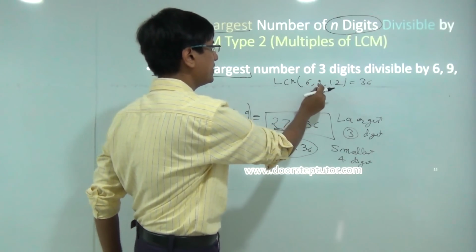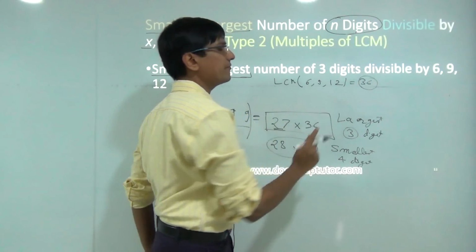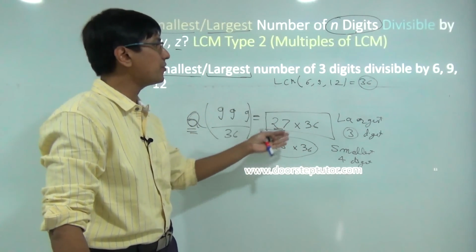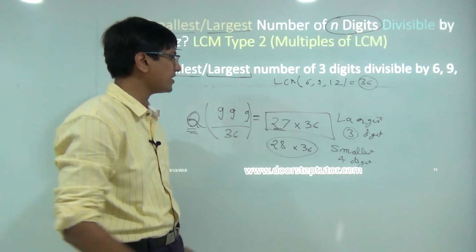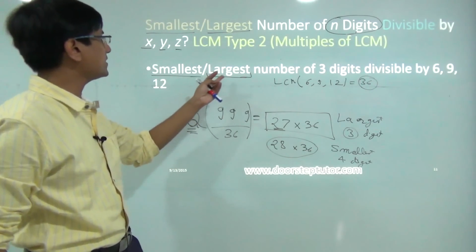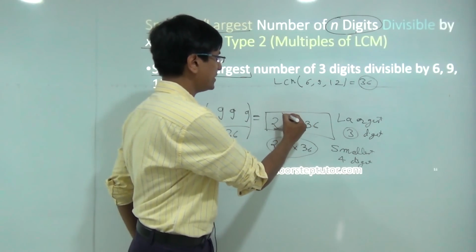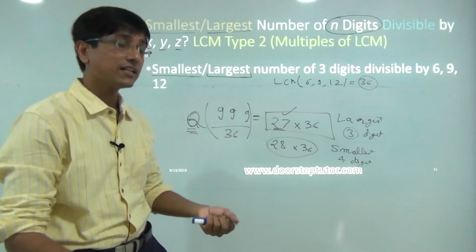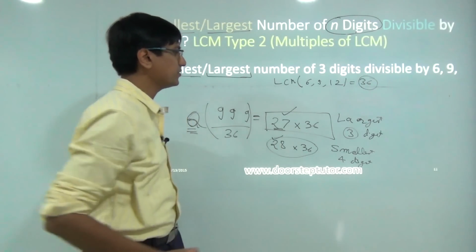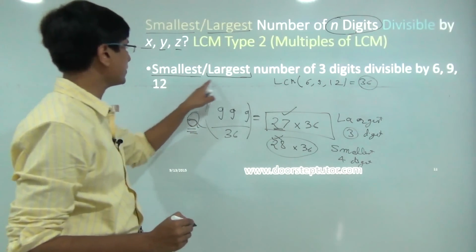A number is completely divisible by 6, 9 and 12 only if it is completely divisible by their LCM, which is 36. So notice that all of these numbers are multiples of 36. All we are trying to find are multiples of 36. In this case my answer for the largest number of 3 digits divisible by 6, 9 and 12 is 27 into 36. If I was asked the smallest number of 4 digits, I would say 28 into 36, but I have not been asked this, so this is not my answer.